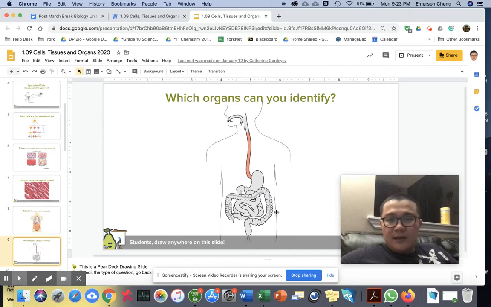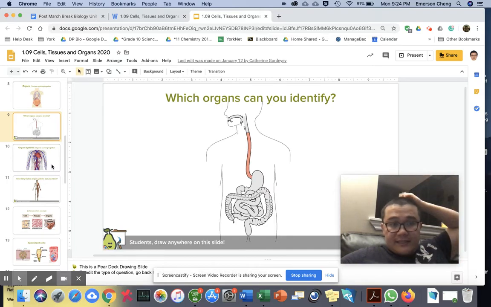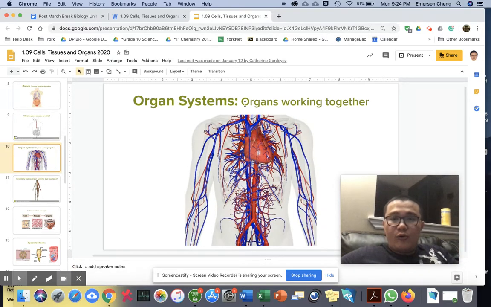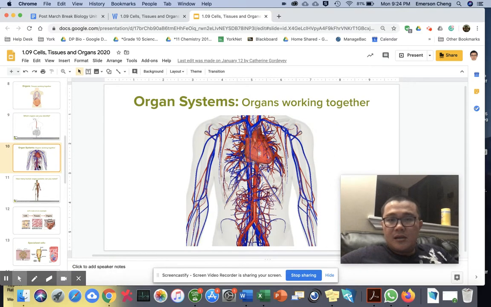So these are the different organs, and as we talk about it, organs that have the same specialized function come together and form organ systems. So you have organs working together. Earlier, this was the digestive system. This is the circulatory system, or the blood system in IB biology.